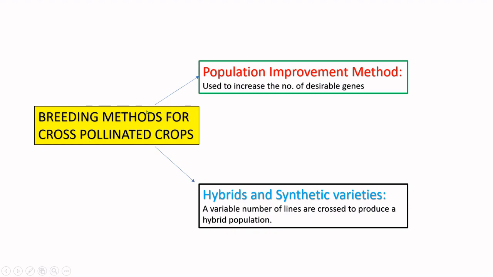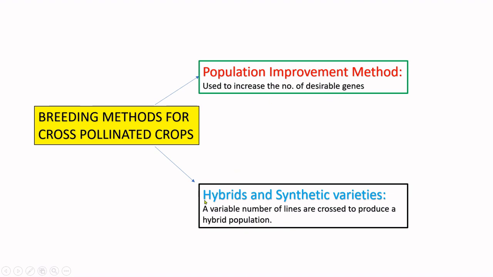If we classify the breeding methods of cross-pollinated crops, it can be done in two ways. The first one is population improvement methods, and the second one is hybrid and synthetic varieties. The first one is based on increasing the number of desirable alleles in a population. If we have a population with decreased variation or lack of variation, we allow random pollination in the population and select in the next generation, which we have done in mass selection.